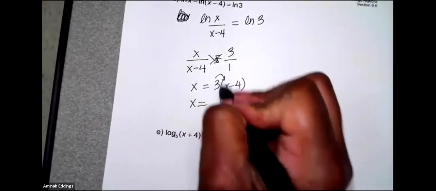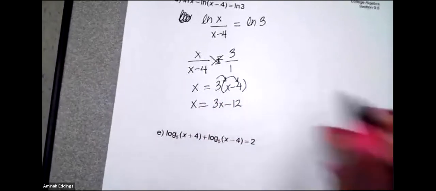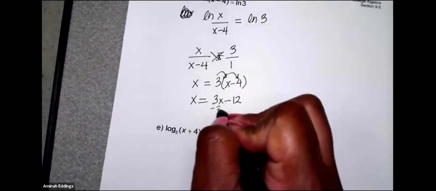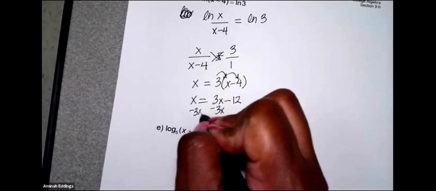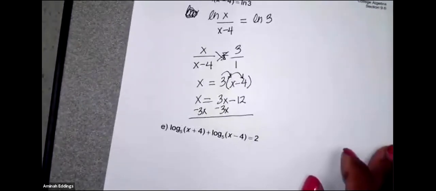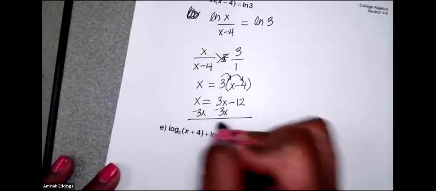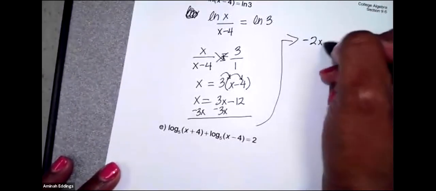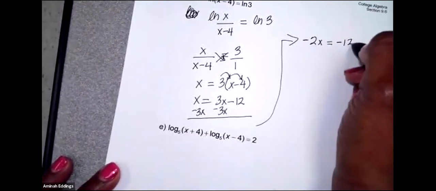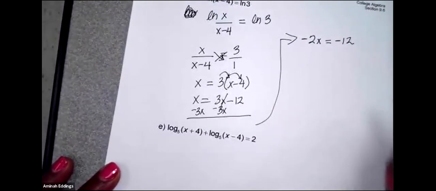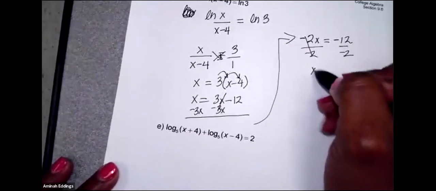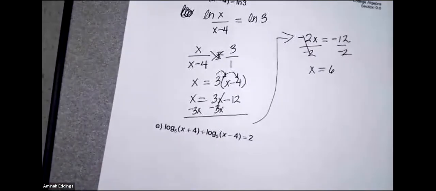Distribute my 3x minus 12. Subtract 3x from both sides. And I get negative 2x is equal to negative 12. And then divide both sides by negative 2. I get x is equal to 6.